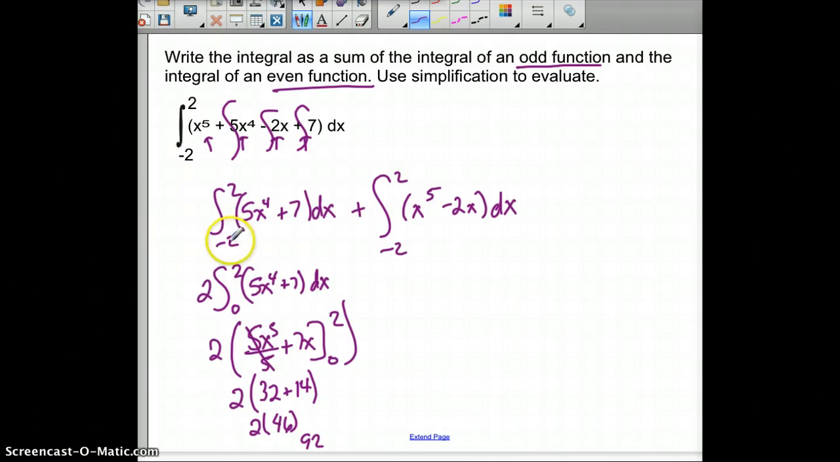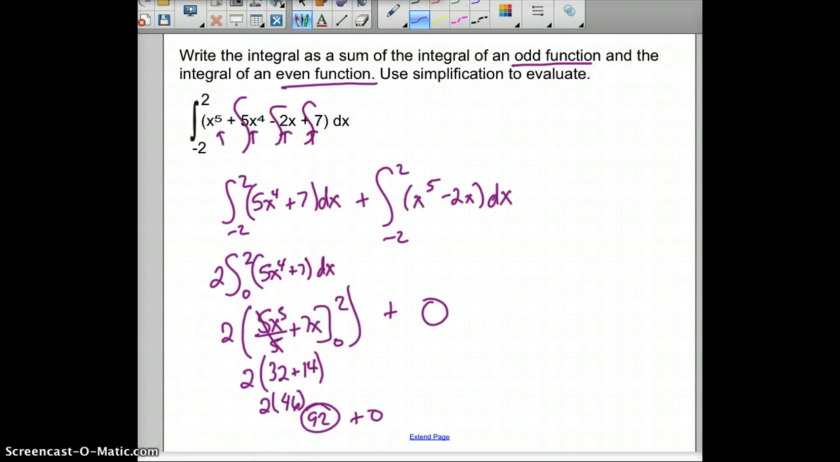If we had done it this way, we would have had to plug -2 into here and -2 into here and subtract them, and there would have been a whole bunch of chances for making arithmetic mistakes. So this just makes the math a little simpler. And the integral of an odd function from -2 to 2 is always going to be 0. So our final answer is 92. And if we hadn't broken it up into even and odd pieces, we would have been plugging 2 and -2 into a lot of stuff. So it makes it a little bit easier there.